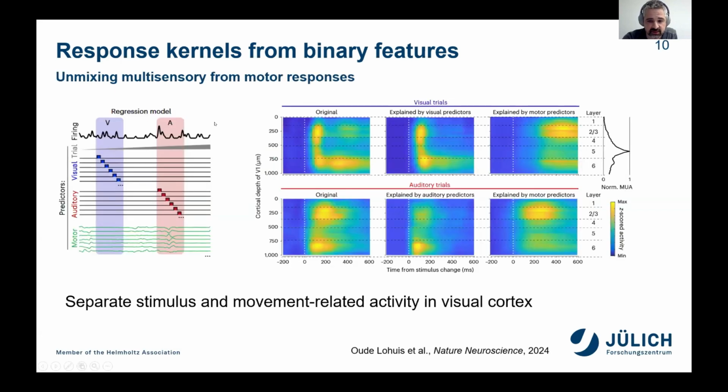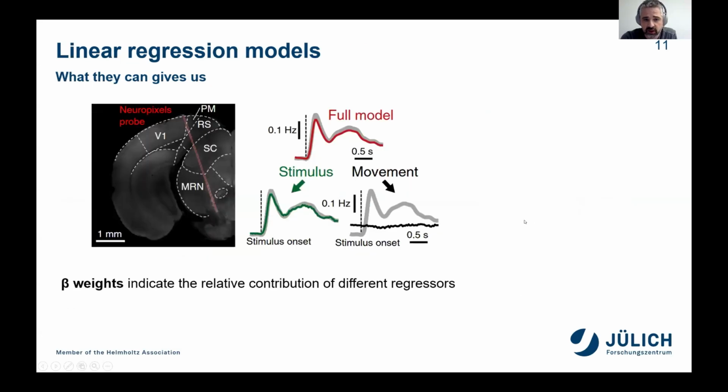And just as an example, this is a recent paper from Ode Lewis et al., who were using a model like this, where they have both binary as well as analog regressors combined in a larger model to predict neural responses in visual cortex, both to visual or auditory stimulation, and showed that the trial average response that you see in that case is indeed a combination of true sensory responses and a movement component in different parts of the cortex.